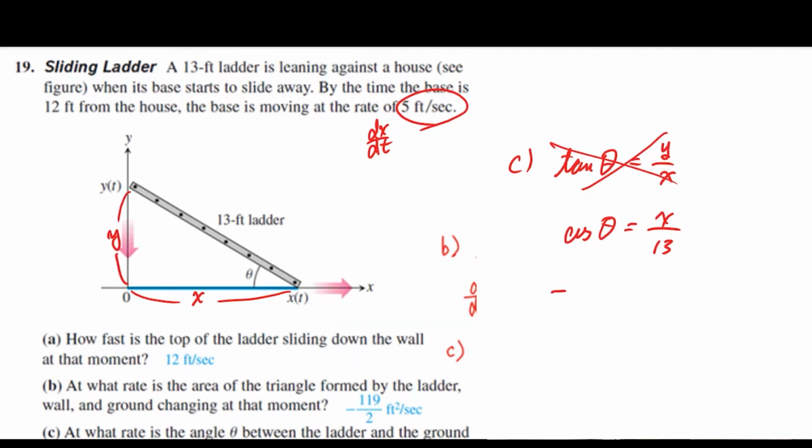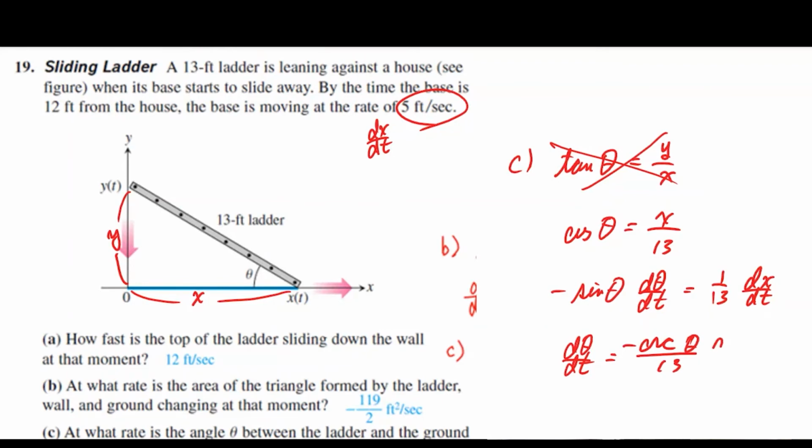Now, take a derivative, so negative sine theta times the chain rule is equal to 1 over 13 dx dt. You get it? Say yes. Yes. Okay, now put it onto the other side. So d theta dt is equal to, is that cosecant? Negative cosecant theta over 13, or 1 over sine, whatever, times dx dt.